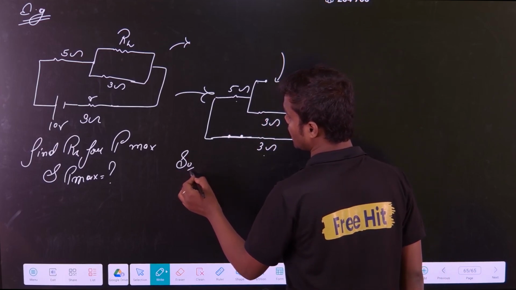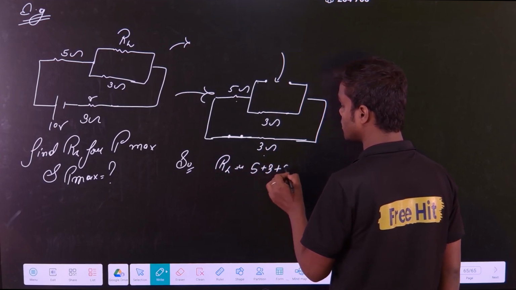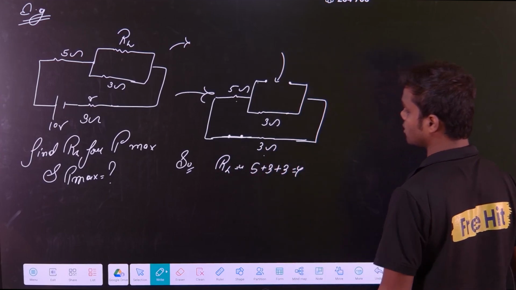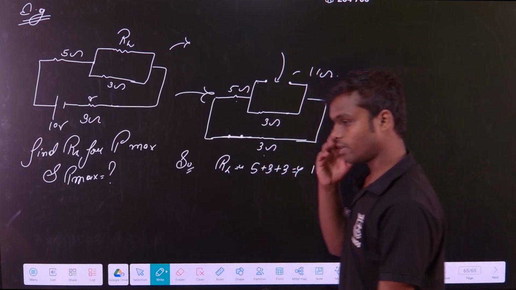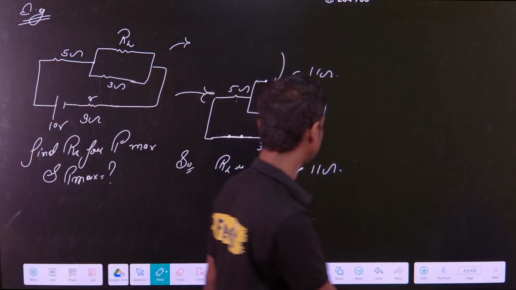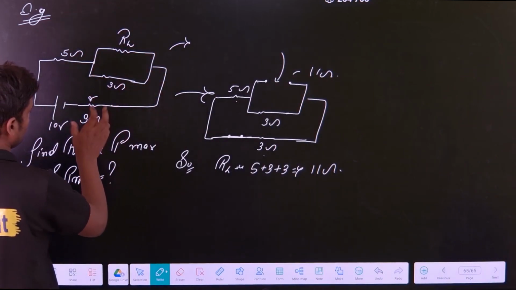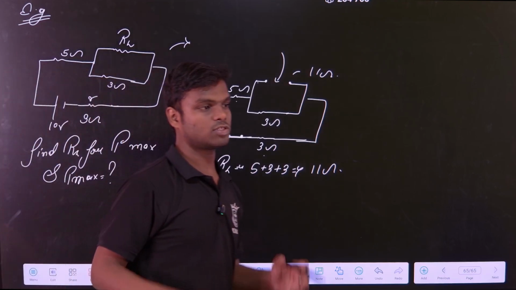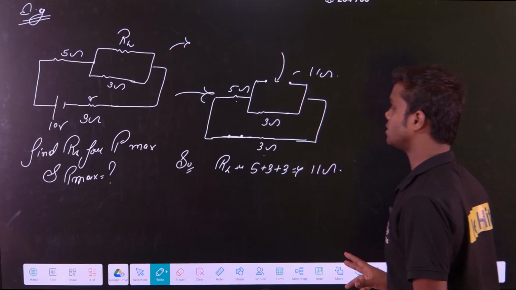So what is my RL? My RL will simply be 5 plus 3 plus 3, that is 11 ohm. So for maximum power transfer, my net resistance should be equal to 11 ohm. Some people will tell you to keep the equivalent resistance of this equal to 3 ohm, but that is wrong. You have to simply apply this concept. This resistance should be equal to 11 ohm, and that will be our RL.